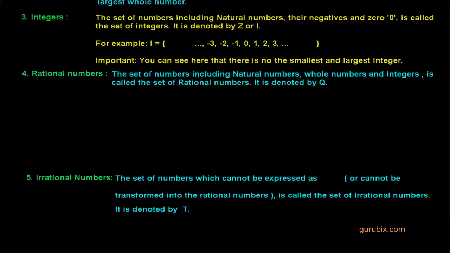largest whole number. Let us try to understand integers. The numbers which include natural numbers, their negatives and 0 are called the set of integers. It is denoted by capital Z or capital I. For example, I is the set of numbers between minus infinity and positive infinity, because this means we cannot find the smallest or the largest integer.